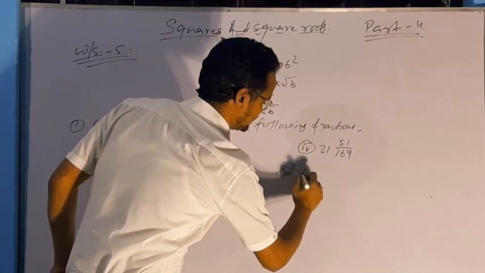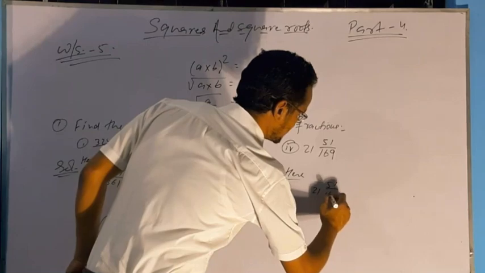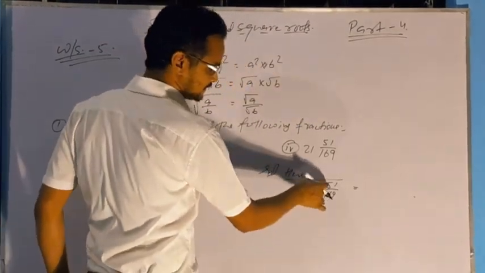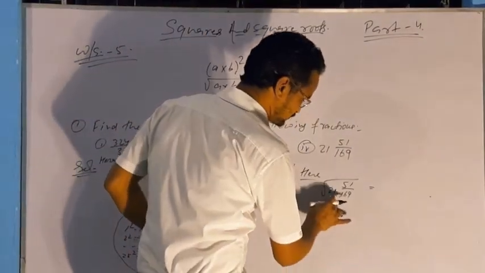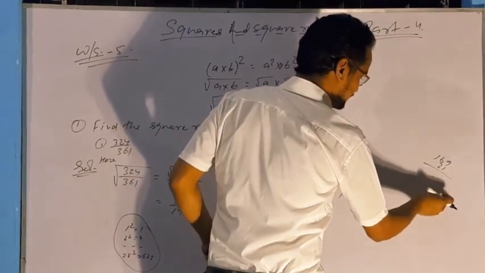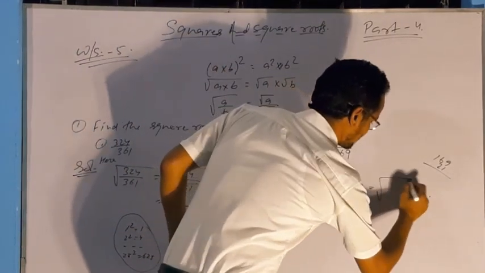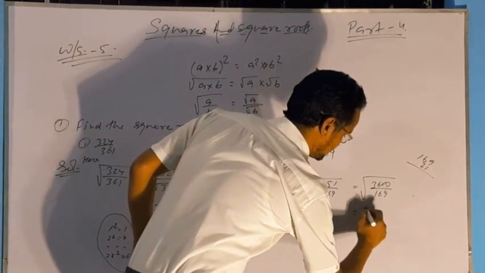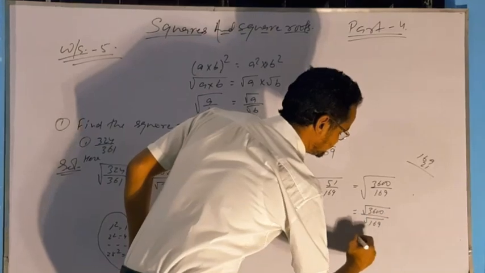Solution: we have the square root of 2 151/169. Now it is a mixed number. Firstly, convert it into an improper fraction: 21 into 169 into 21, and then whatever the result is, multiplied by 51. It will become root under 3600 divided by 169.